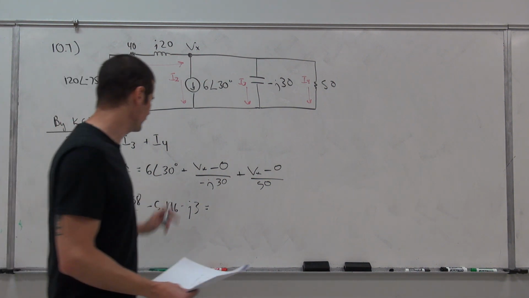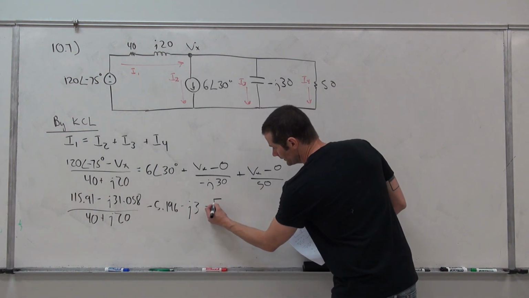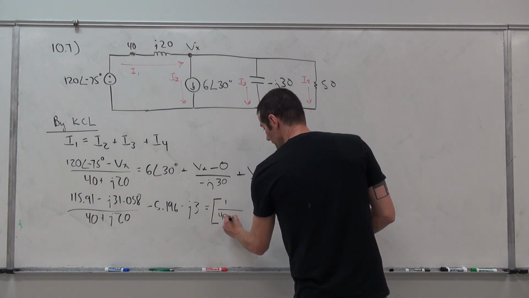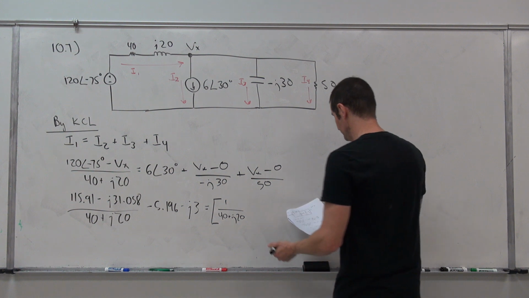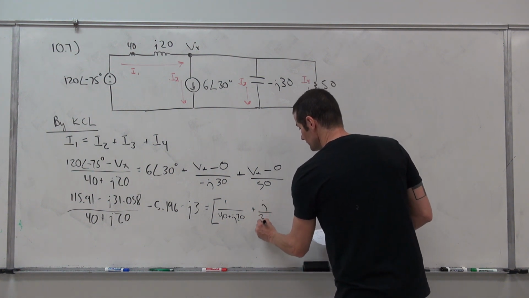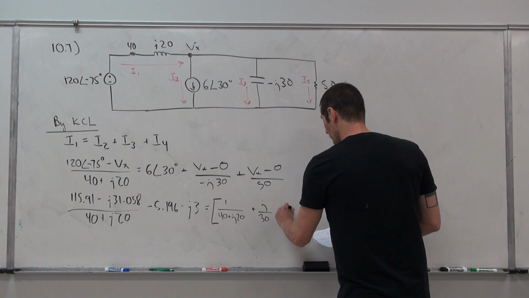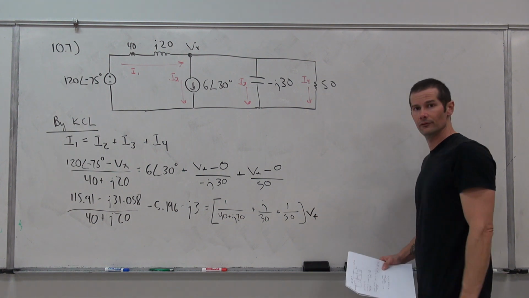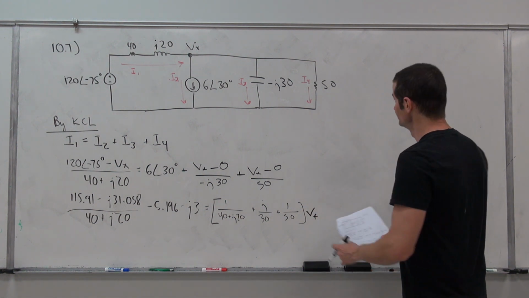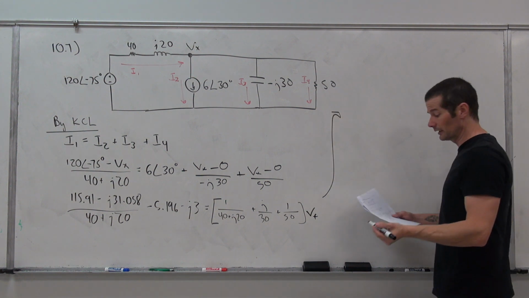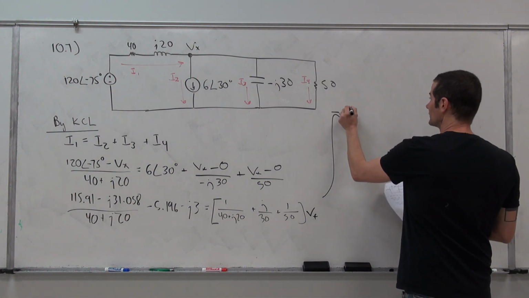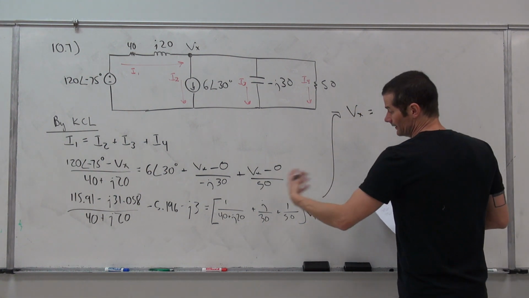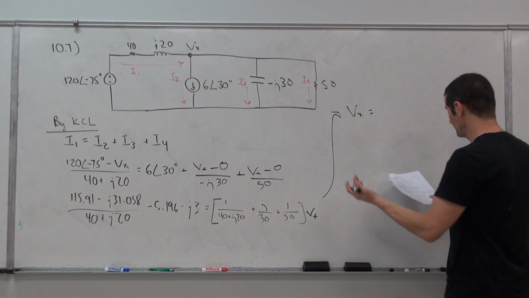And so when we do that, we actually get the coefficient of Vx in the form of 1 over 40 plus j20, plus 1 over negative j30, and then plus 1 over 50, times Vx. And so from here, we can rewrite Vx, once we solve for everything on the left side and get this equivalent impedance here.